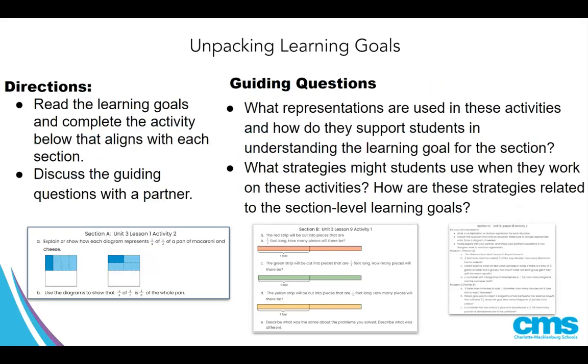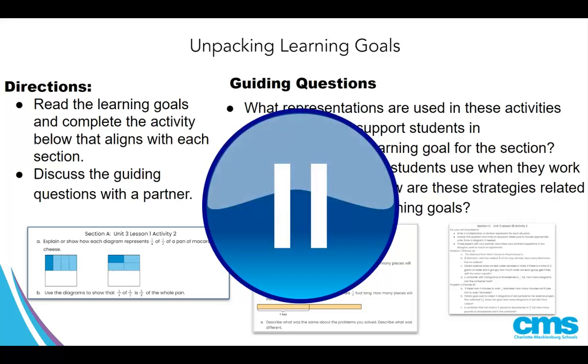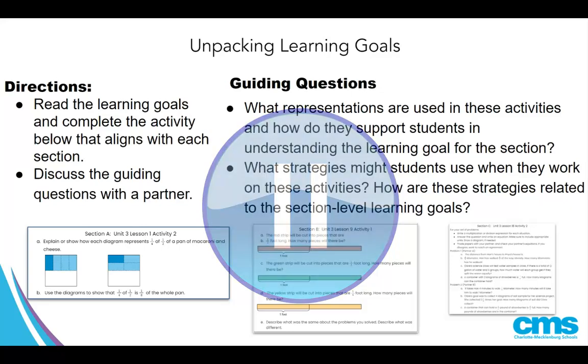Next, let's read the learning goals for each section and complete the activity below that aligns with each section. Discuss these guiding questions with a partner. What representations are used in these activities and how do they support students in understanding the learning goal for the section? What strategies might students use when they work on these activities? How are these strategies related to the section level learning goals? Pause the video now and return after completing these tasks.